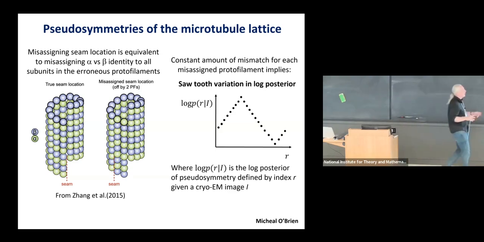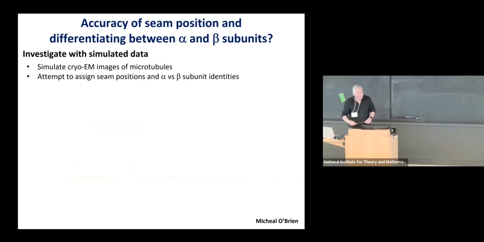Because you have a constant amount of mismatch for each misaligned protofilament, this implies a sawtooth variation in the log posterior, where the log posterior is that of the correct pseudosymmetry given the image, and R is a registry index which defines which of the possible registers you have: for a 14 protofilament microtubule, 28 possible registers. I won't get into it, but anyways, that's what you expect.